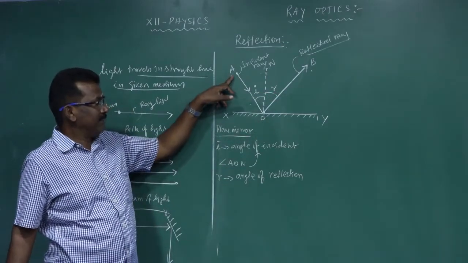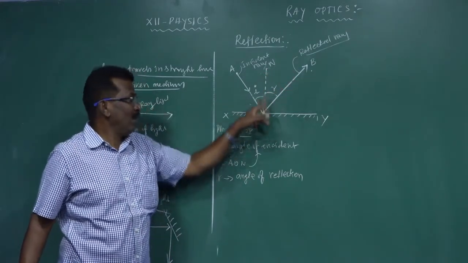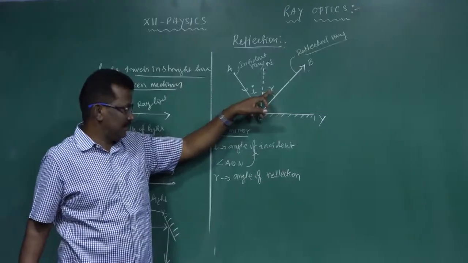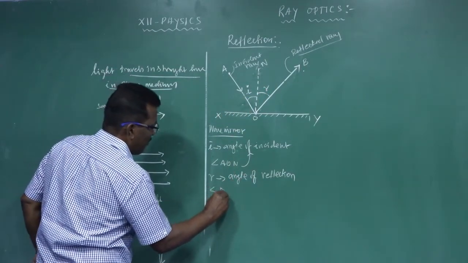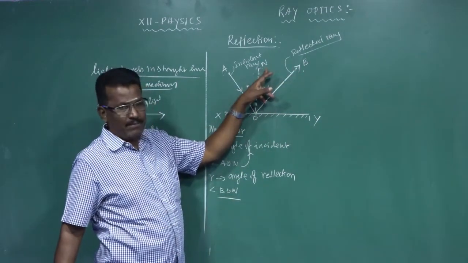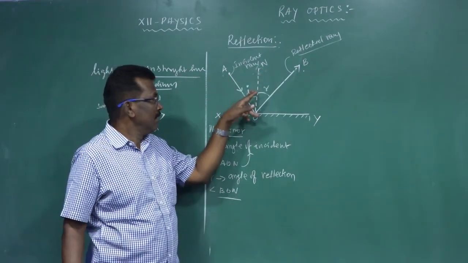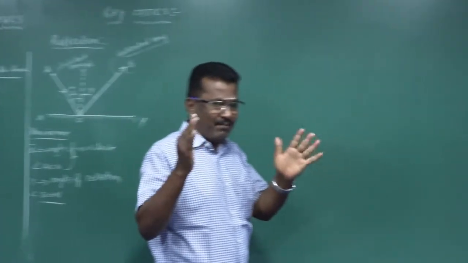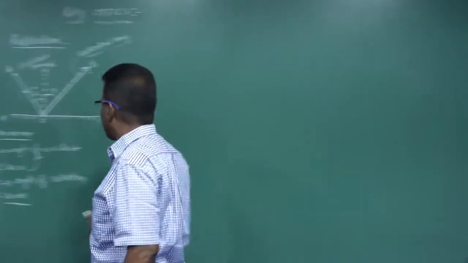So the angle made by AO with the normal and BO with the normal: i represents the angle of incidence and r represents the angle of reflection. That is angle BON, the angle of reflection. Angle AON is the angle of incidence. From that, we can make the laws of reflection. What are the laws of reflection?